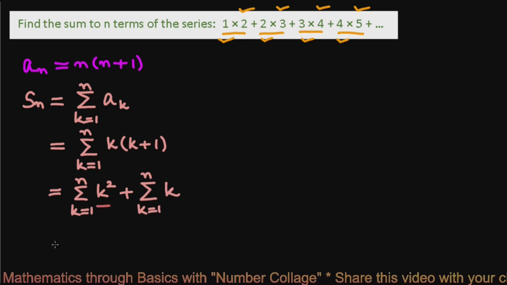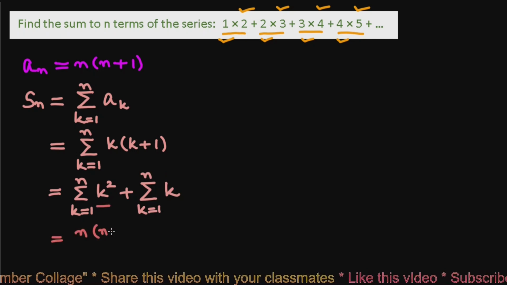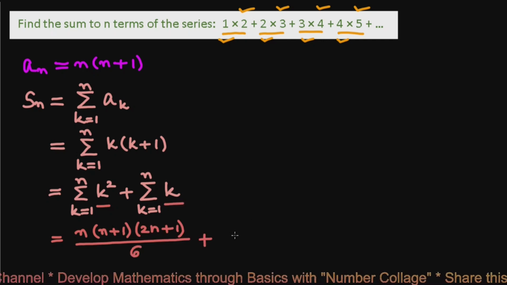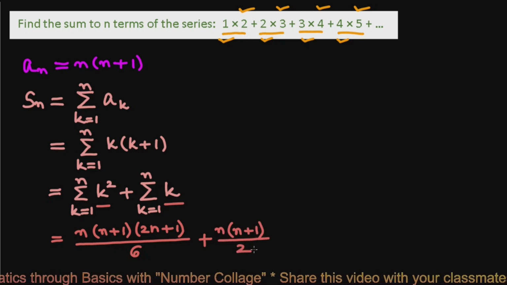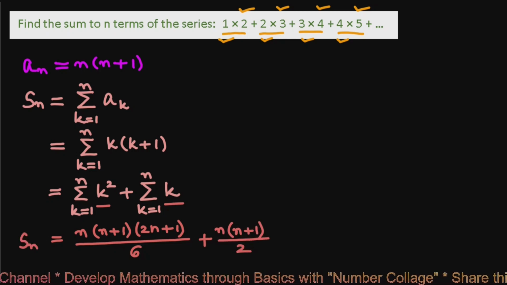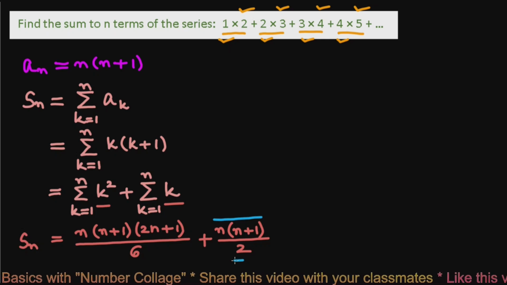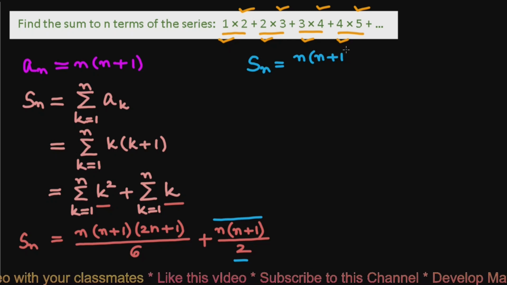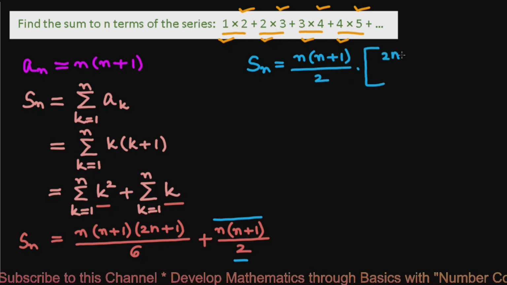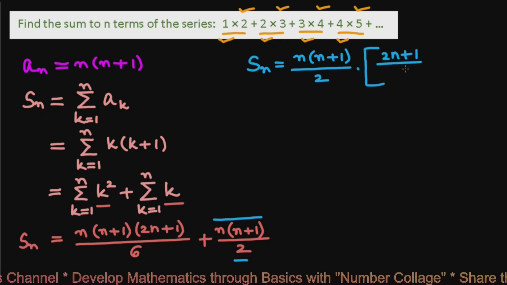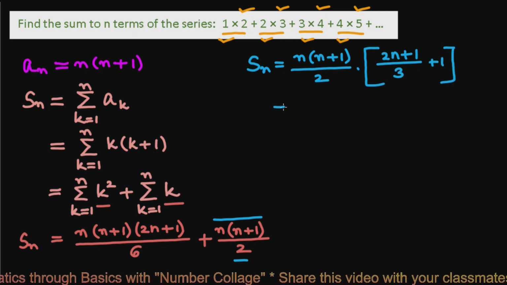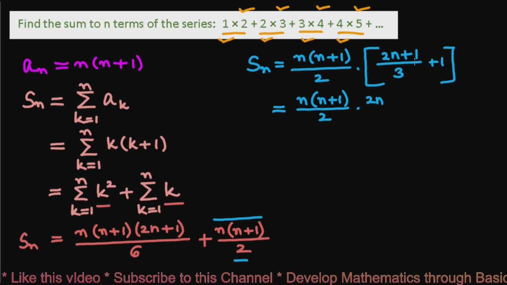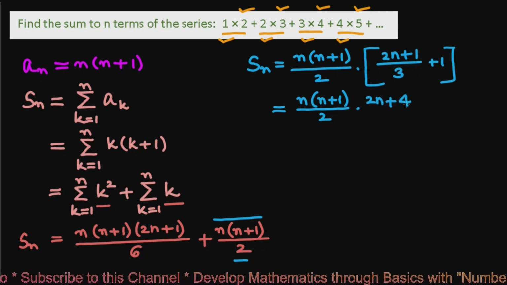For summation k square, we have n into n plus 1 into 2n plus 1 upon 6, plus for summation k we have n into n plus 1 upon 2. This will be Sn. Now we will take n into n plus 1 upon 2 common from these two terms and write Sn equals n into n plus 1 upon 2 into 2n plus 1 upon 6 upon 2, that is 3, plus 1. That will be n into n plus 1 upon 2 into 2n plus 1 plus 3, that is plus 4 upon 3.